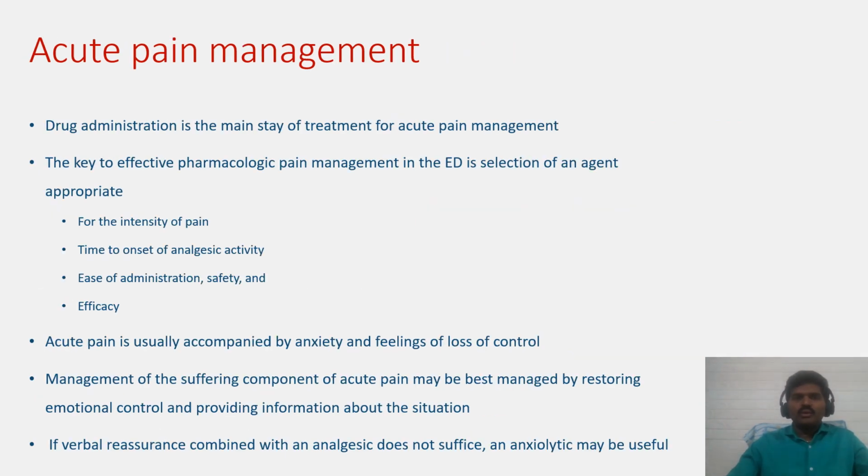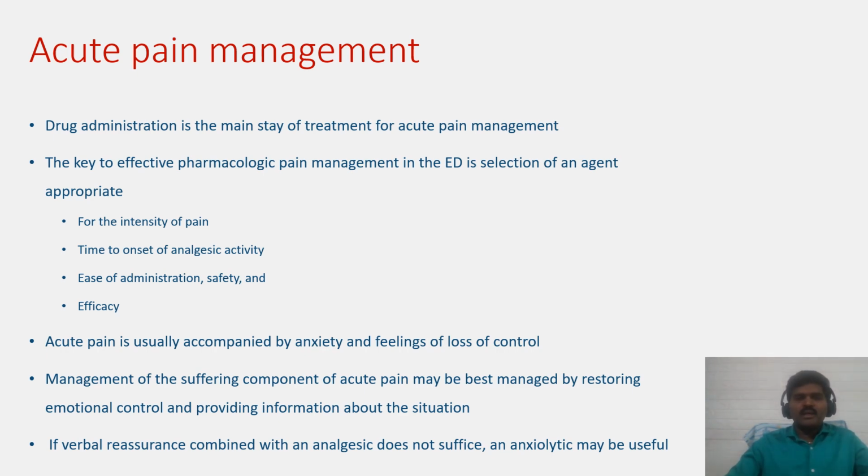So after assessing the pain, you need to start managing pain. Acute pain management is mostly done with pharmacological therapy. Non-pharmacological alternatives may not be useful in the ED setting, but once the patient has been admitted to either the ICU or the observation unit, you can start non-pharmacological treatment. The key to effective pharmacologic pain management in the ED is selection of an agent appropriate for the intensity of the pain, time to onset of analgesic activity, ease of administration, safety, and efficacy of the drug.